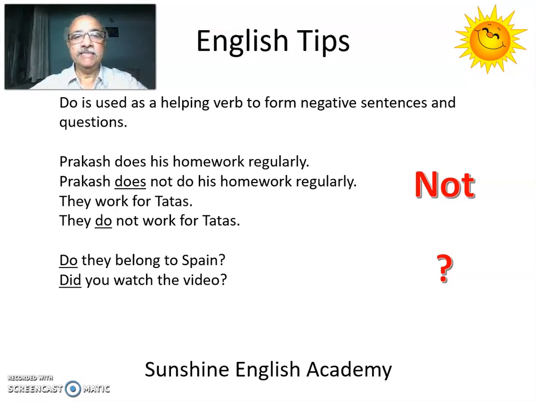The next sentence, they work for Tatas. This is a positive sentence. To make it negative, we have to introduce do along with not. So our sentence is, they do not work for Tatas. So do is used as a helping verb to form negative sentences.